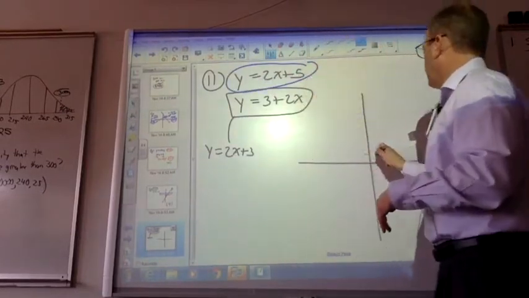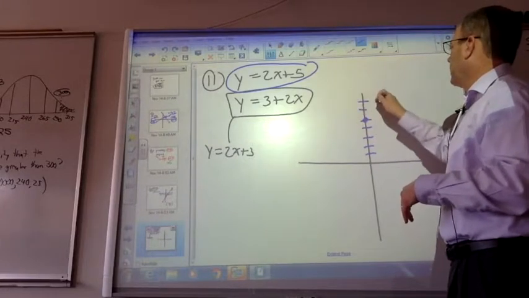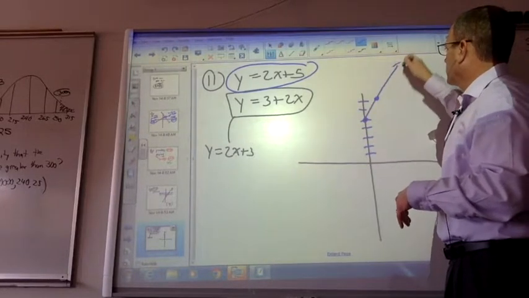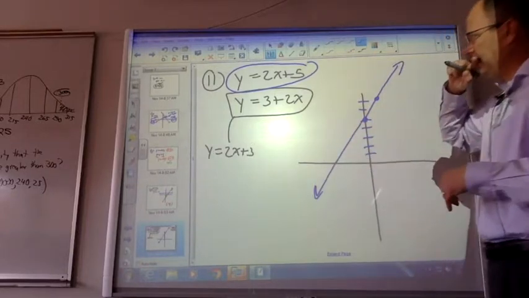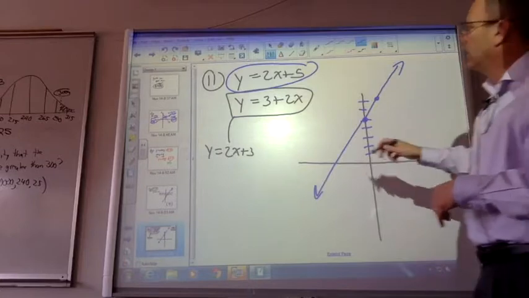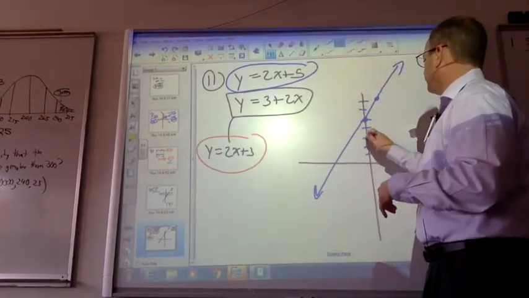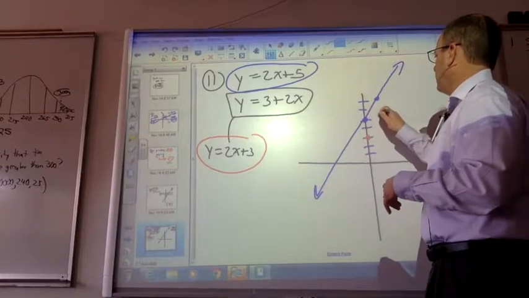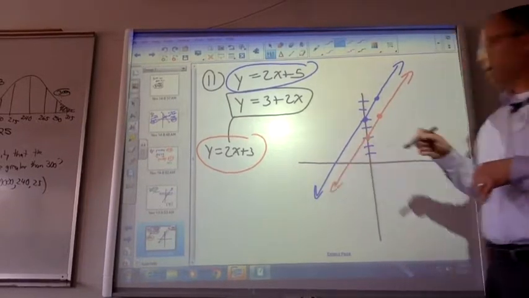I cross here at 5. And from there, I'm going to go up 2, right 1. All right? And then if I graph this one, I go up 2, right 1. What can you tell me about these two lines?